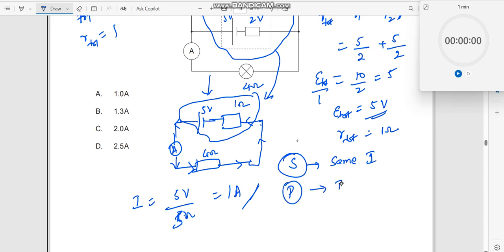The current branches. Which means that if this was parallel, then the current in this resistor and the current in this resistor should have been different, but that has not been observed. So it is the same current. So it is a series circuit. Thus the answer here is 1 ampere, which is answer A. Let us move on to the next.